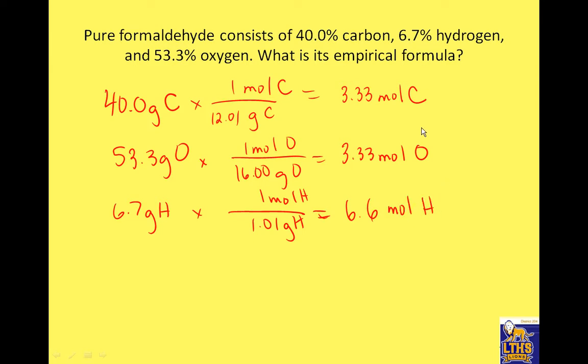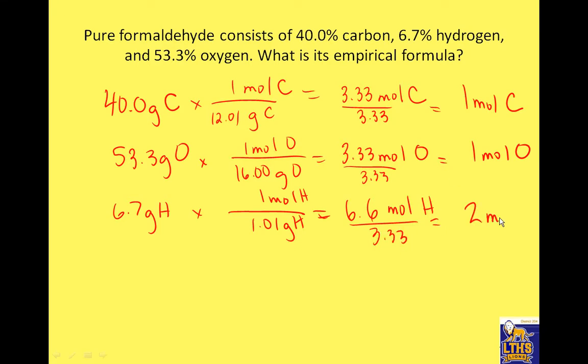Alright, so we're not done yet. You can probably see the pattern here, but you take the smallest number given and use it as a divisor. So this is going to be divided by 3.3, so it's going to come out to 1 mole of carbon in our compound formula. The 3.3 is a divisor, so we also have 1 mole of oxygen in our compound's formula. 3.33 is a divisor, it's going to come out to be 2 moles of hydrogen in the chemical formula of our compound. I'm sorry, the empirical formula.